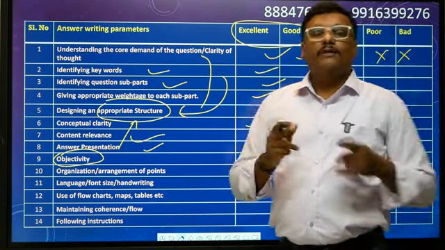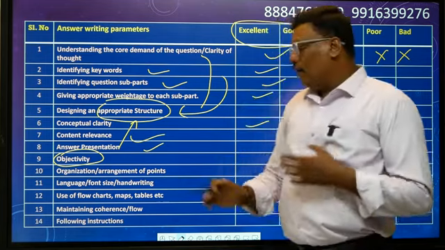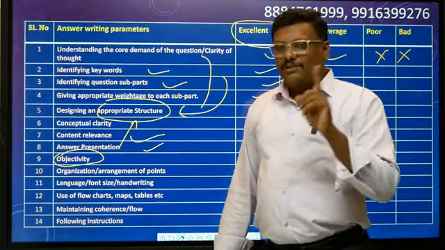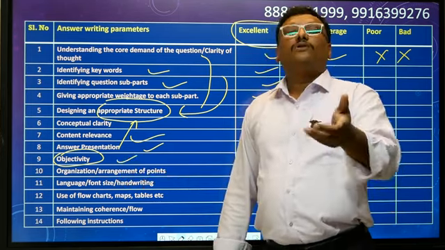You should not be in the extremes. You should try to follow the mid path. Try to have a balance. Objectivity should also be maintained in your answer writing. You cannot write extreme answers, because you are going to be part of the system, part of the government. You cannot criticize the government.